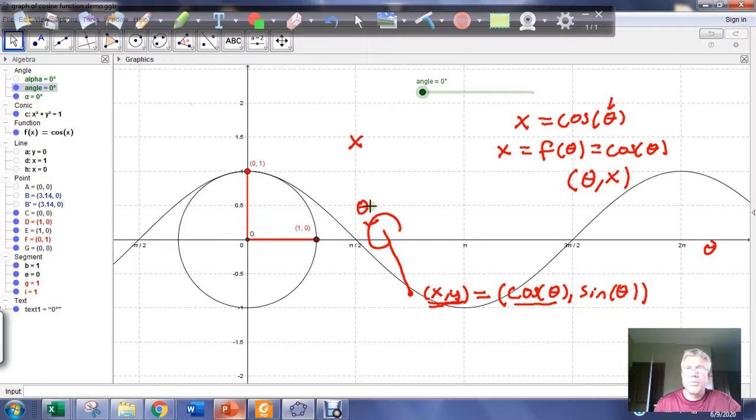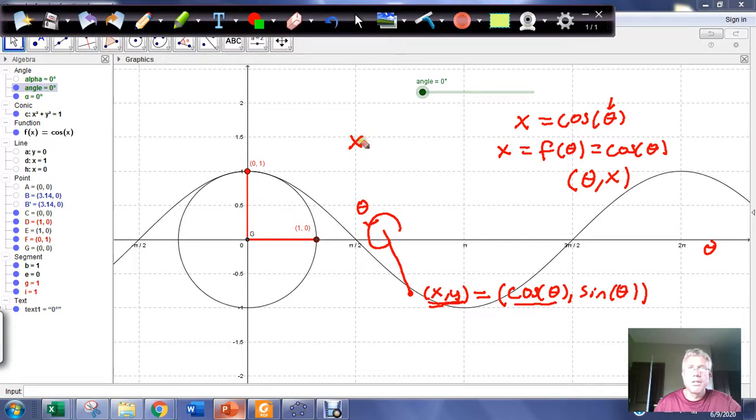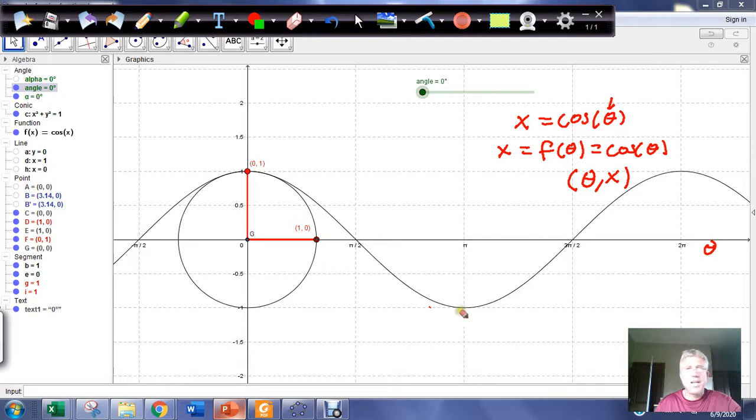Give myself a little more space, and that's going to force me to clean this up a little bit, unfortunately. Always got to make a mistake, right? That's just how life is.